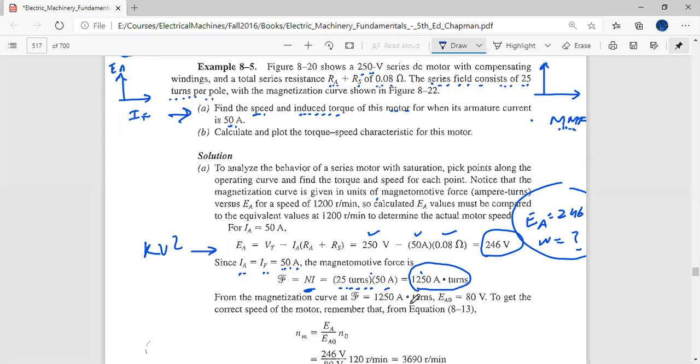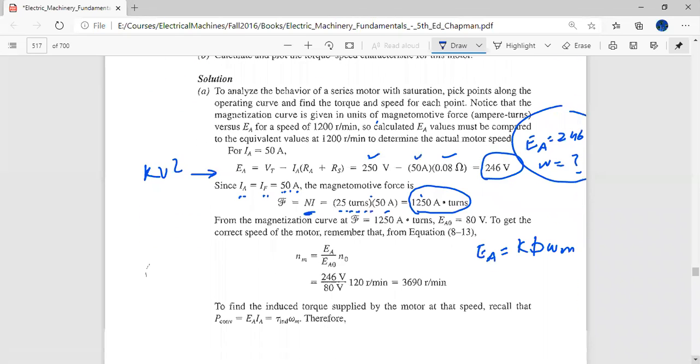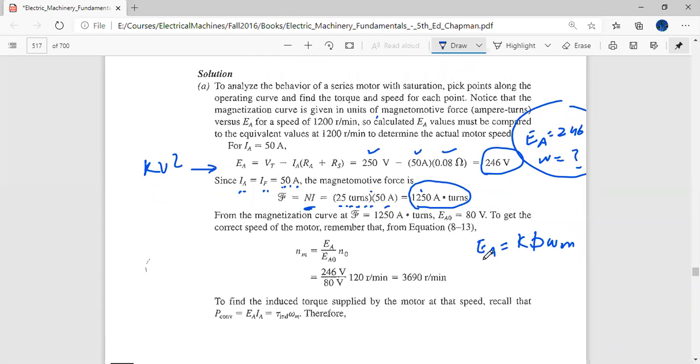turns. So now what we want to do is find the RPM at this point, and we have a graph which is for a specific RPM of 1200. So we know this relationship. This is a very popular relationship, EA equals K phi omega m. If I know one operating point in which I know EA and phi and omega m, then I can find another operating point in which EA and phi and omega m will be proportional. But now in this one, we assume that phi is constant.